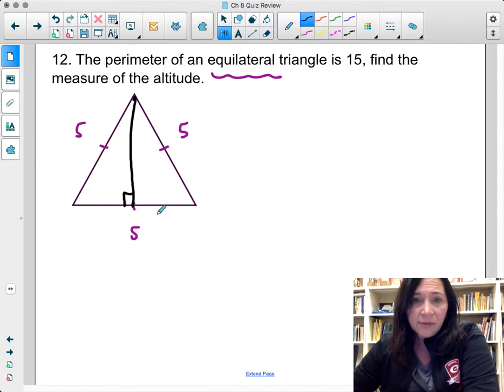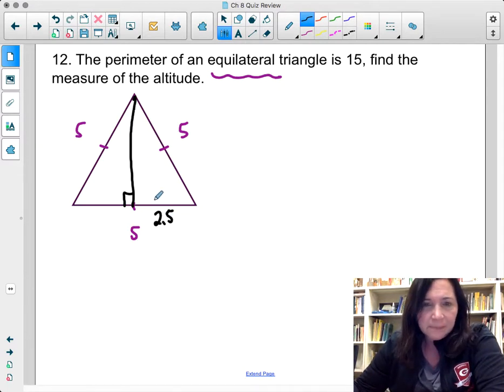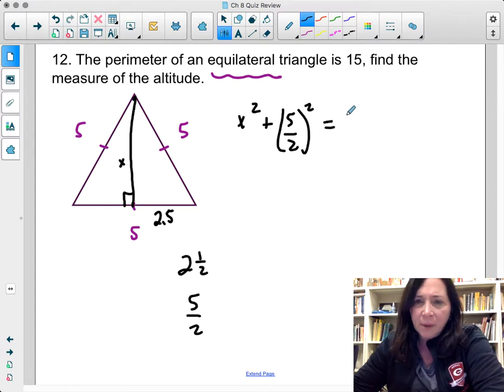And we know this is now 2.5. That's not a nice number. What do we want to know? X, the altitude. So we're going to say x squared plus 2.5. 2 1/2 is the same thing as 5/2. So it's x squared plus 5/2 squared is equal to my hypotenuse, 5 squared, okay?